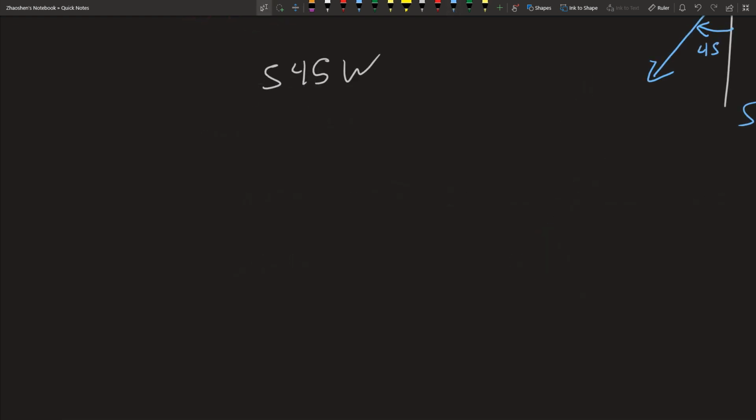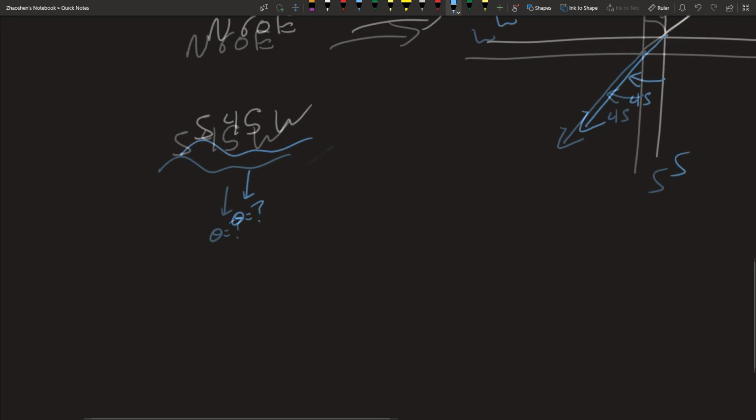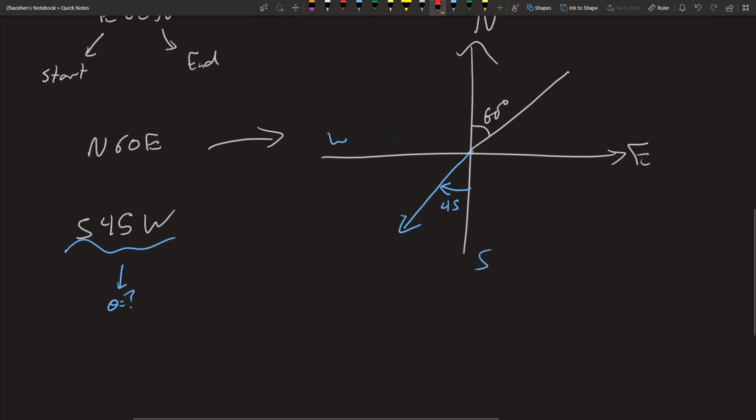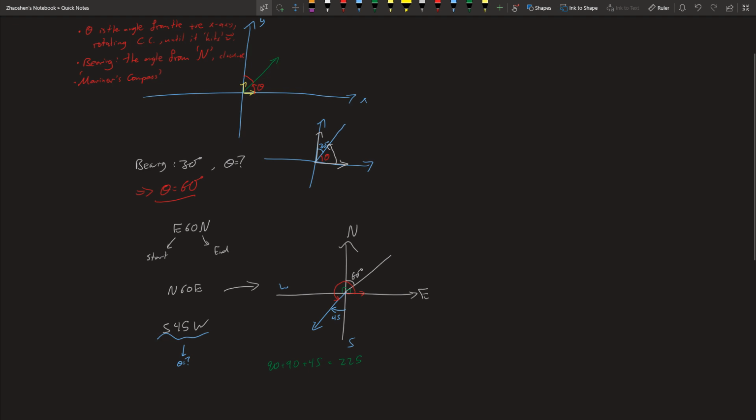Now let's convert this into theta. What is theta? From this diagram, we see that theta starts from east, rotates counterclockwise until it hits the vector, right? That means this is 90, that's 90, and then you add 45, which means 90 plus 90 plus 45, which is 225, I believe. For exams, you should be familiar with all three types of ways to denote directions, and you should be able to convert between all three of them.